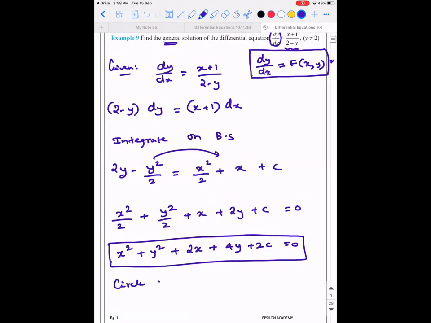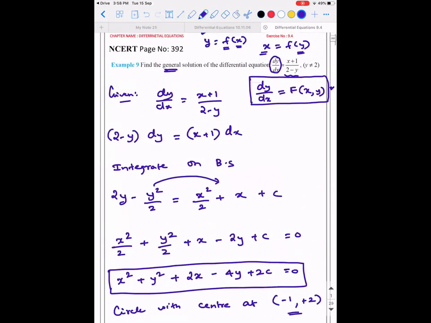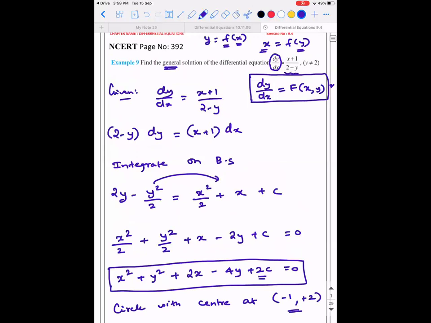Circle with what? It represents a circle with center at minus 1 comma minus 2. Sir, minus 4y. Minus 4y, sorry, so with plus 4y the center will be minus 1 comma minus 2. I hope you are able to understand, right? So this is also a general solution because you have 2c, which is an arbitrary constant. It's not a fixed value.